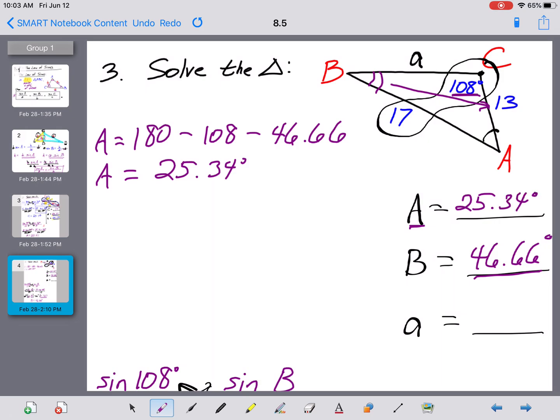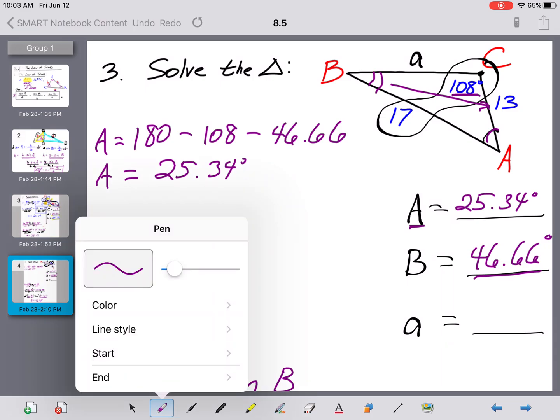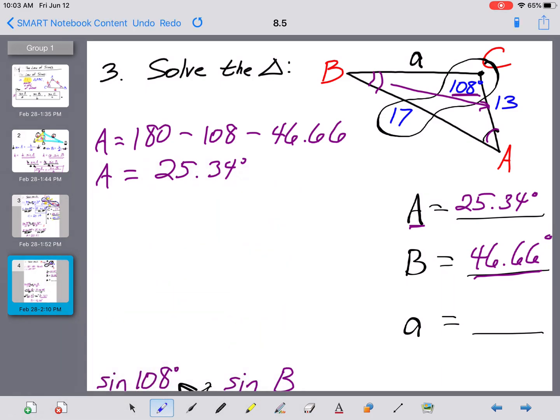And now that we know the measure of angle A right here, now we can go back to what we were going to do a few minutes ago, and we can set up another law of sines equation, this time trying to find side A. So I begin just like I did before, with the sine of 108. I always use my peanut first. The sine of 108 divided by 17. And that's now going to equal the sine of angle A, and we now know that angle A is 25.34 degrees, all divided by little a.